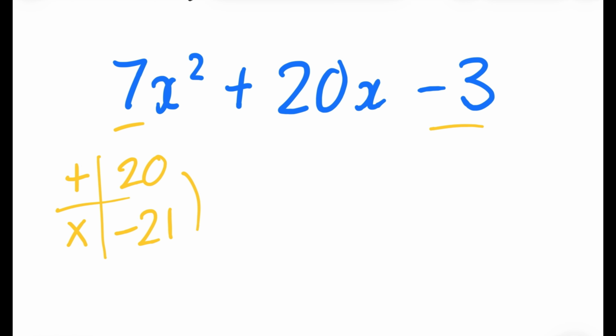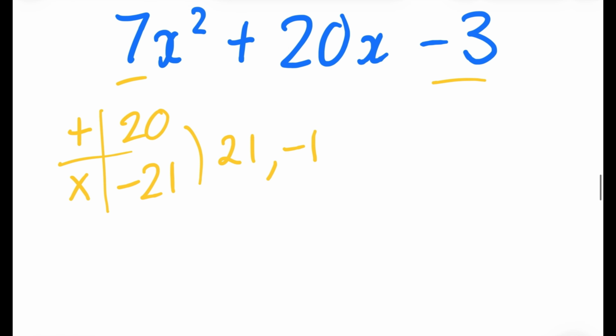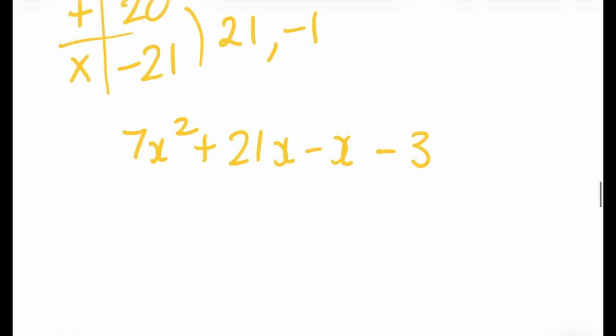So what two numbers add to make 20 and multiply to make minus 21? Well, it's going to be 21 times minus 1. Let's just check that. 21 minus 1 is 20, and 21 times minus 1 is minus 21. And so instead of just going straight to writing the brackets out, we're going to first rewrite our quadratic. And then we're just going to draw a line right down the middle where the two x terms separate.